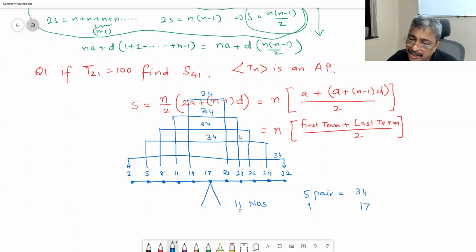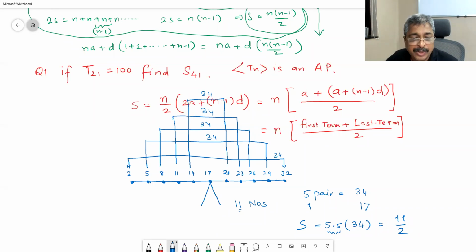So practically it is 5.5 times 34. Do you understand? Total summation is how much? 5 times 34 and 1 time 17 is 5.5 times 34, but 5.5 is 11 by 2. So total numbers were 11, divided by 2 is 5.5. There will be 5.5 pairs, and each pair will be 34.